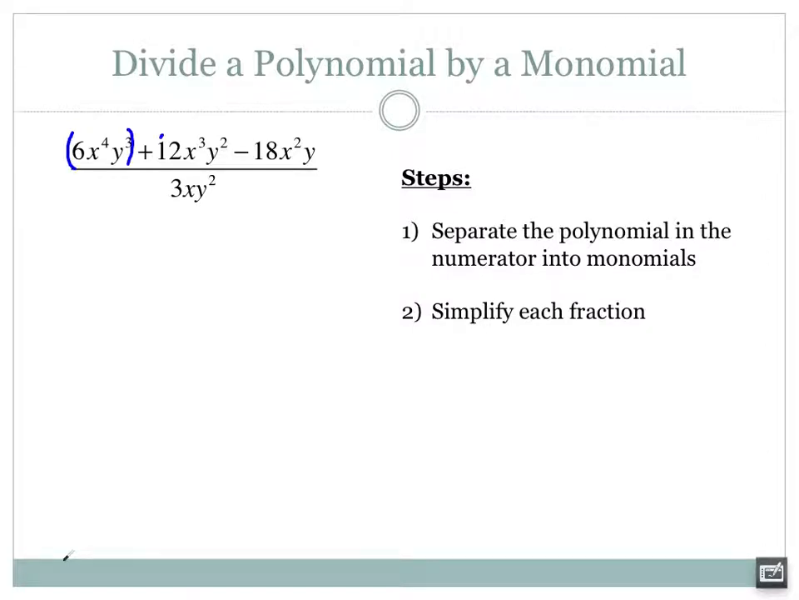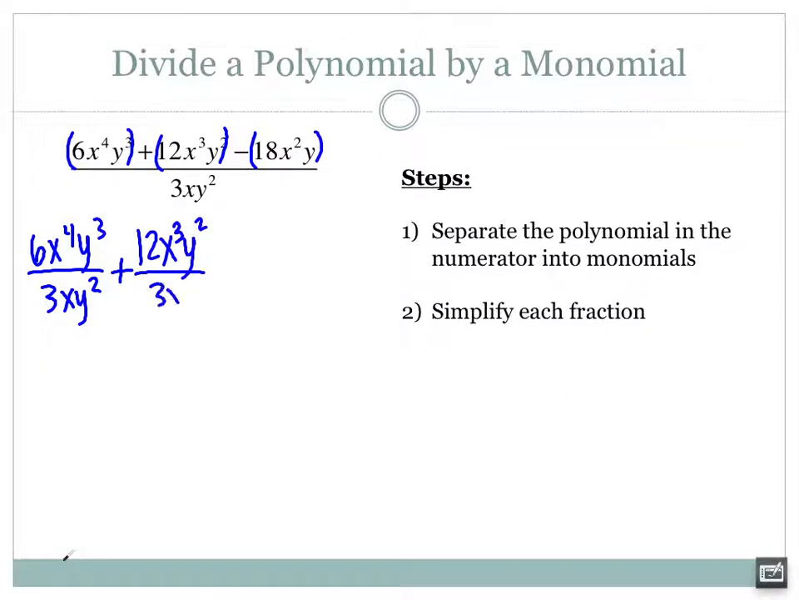Here's our first monomial, here's our second one, here's our third one. I'm going to write these as three separate fractions. So I have 6x to the fourth, y to the third, over 3xy squared. To that, I'm going to add 12x to the third, y squared, all over 3xy squared. And lastly, I'm going to subtract 18x squared y, all over 3xy squared. Okay, that was the first step.